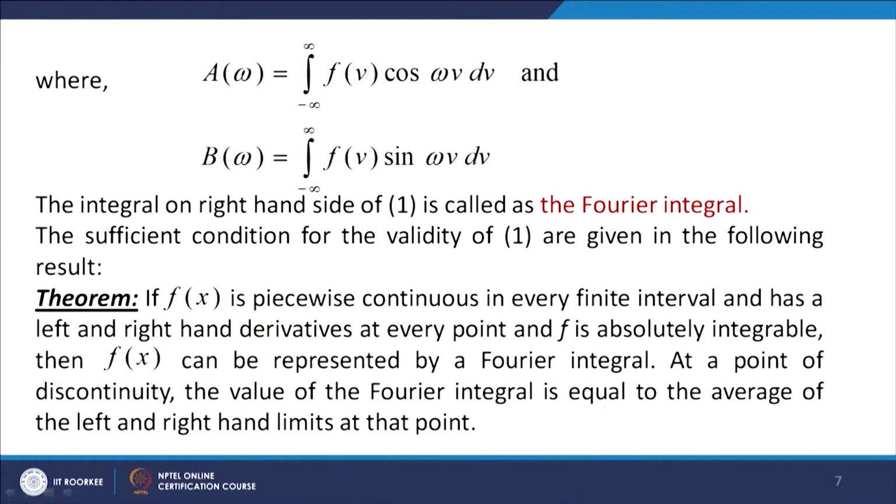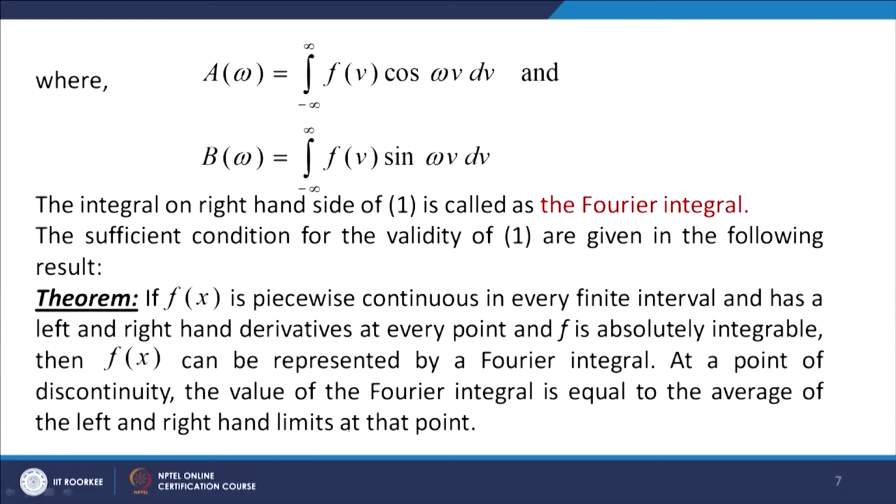At a point of discontinuity, the value of the Fourier integral is equal to the average of the left hand and right hand limits at that point, like we have seen in the case of Fourier series representation of a function f, where at the point of discontinuity the sum of the Fourier series is the average of the left hand and right hand limits. So here also, at a point of discontinuity the value of the Fourier integral is equal to the average of left and right hand limits. At each point of continuity the Fourier integral is equal to f(x).